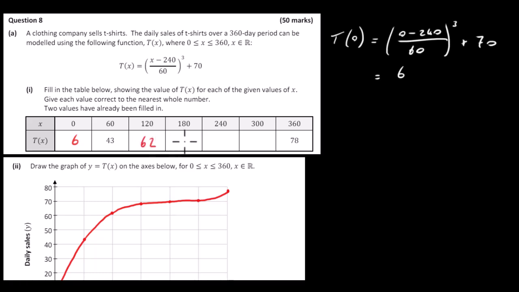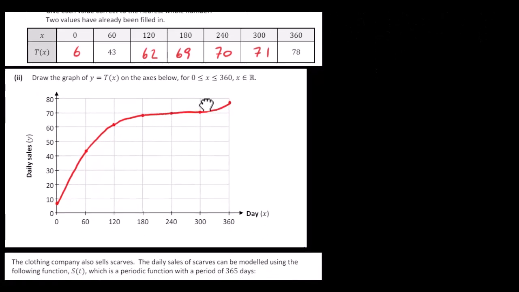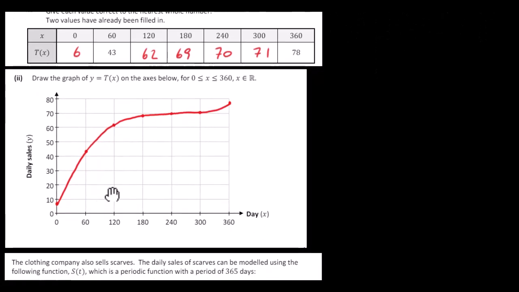You will find that if you put in 120, you'll get 62. If you put in 180, you'll get 69. If you put in 240, you'll get 70. If you put in 300, you'll get 71. So that's the first part done. I've also graphed it. That was part B. So two fairly straightforward questions. This is what the graph will look like.